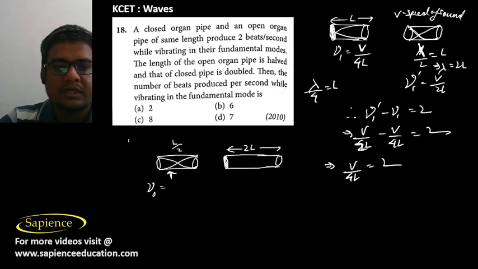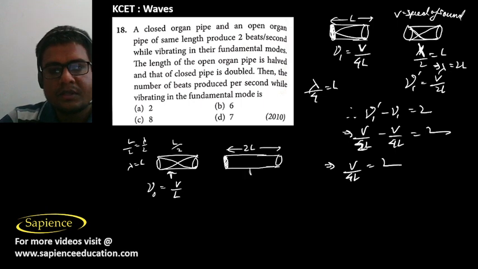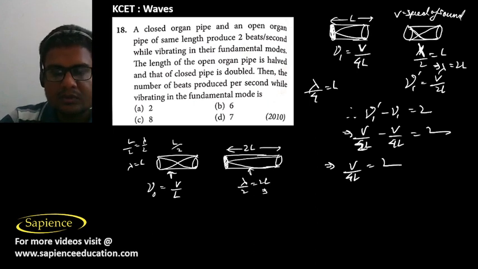So here we can say L by 2 is equal to lambda by 2. So lambda equal to L. So ν₀ will be equal to v by lambda. So v by L. And here it will be like this. So here we have lambda by 4 that is equal to 2L.